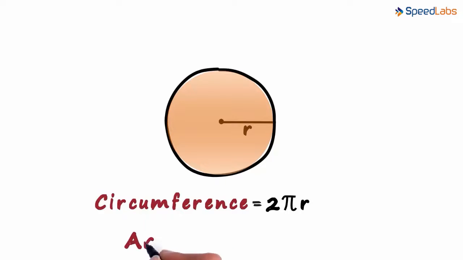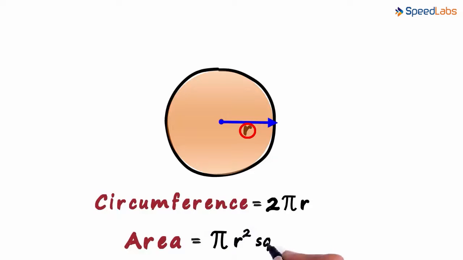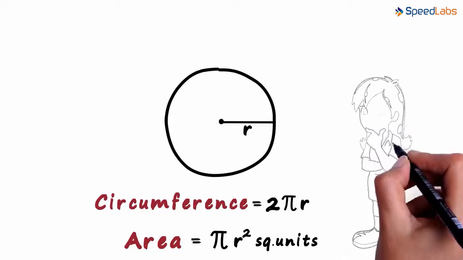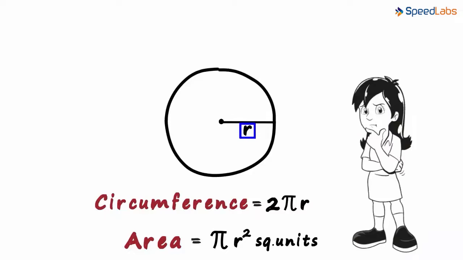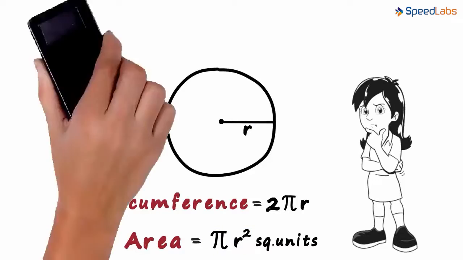The area of a circle with radius r is given as pi multiplied by r squared square units. The formula is very easy to remember. We are given the value of r. We just substitute it in place of r here and get the area. But why is it pi r squared? How did we arrive at this formula?